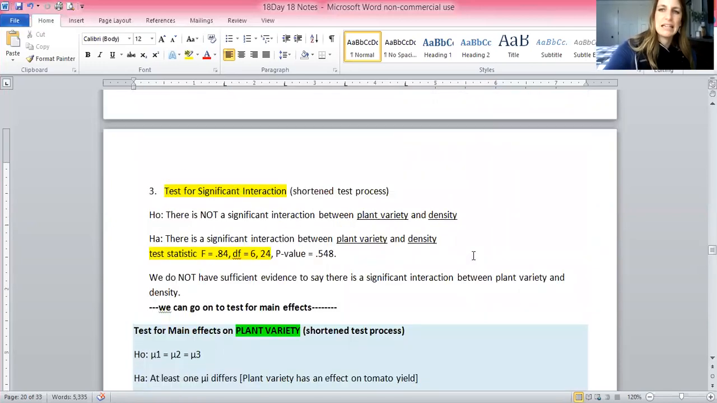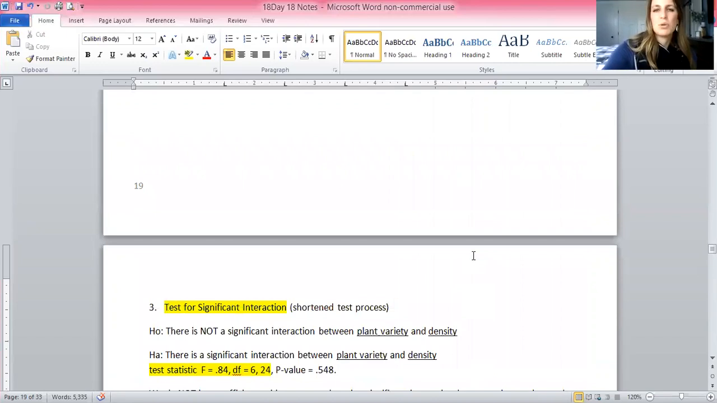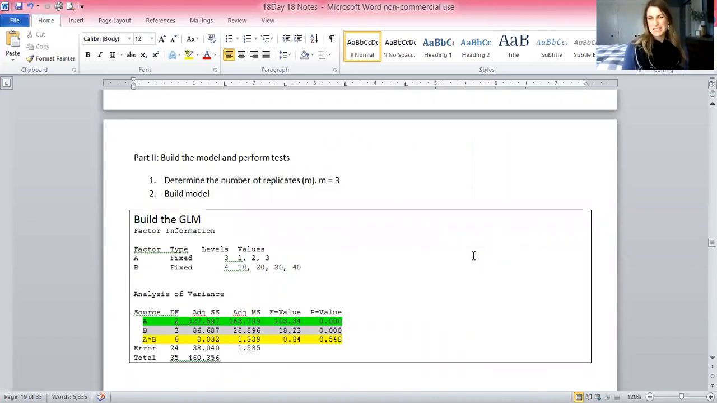And again, the requirements are the same as usual. You're just going to make sure you have both factors in those requirements.